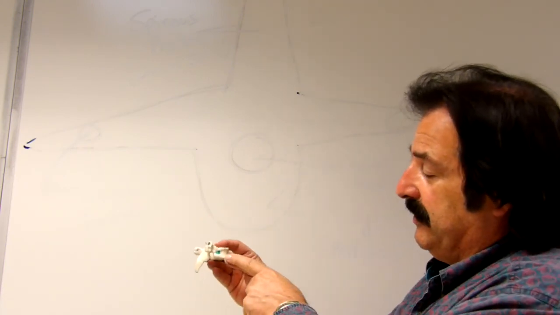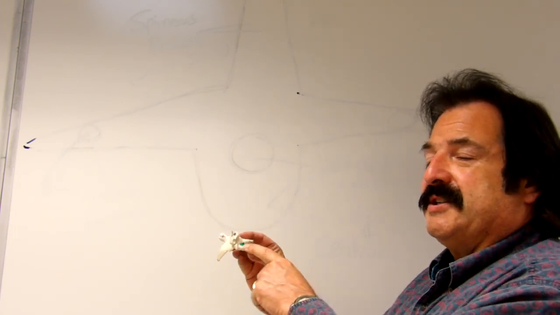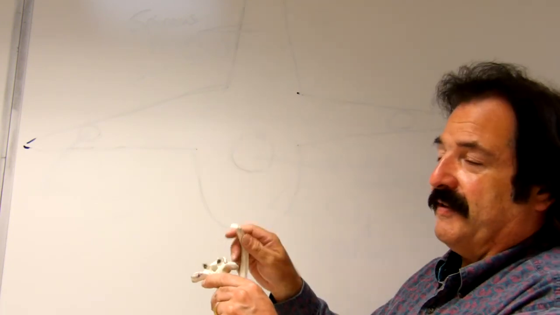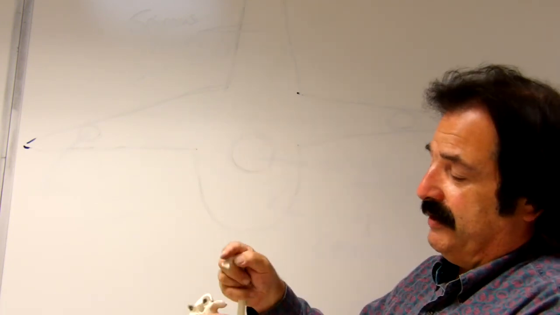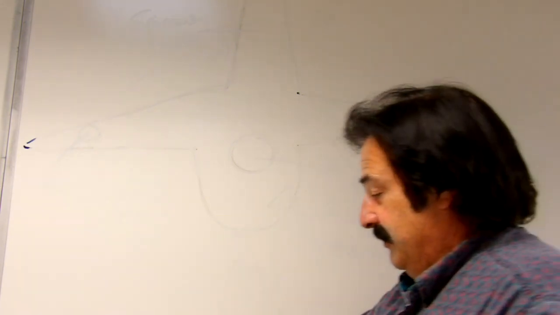So a question would be very easy. Pointing to this area, say, what articulates here? And you would say, the rib. Or if they say, what is the articulation point? You would say, the head of the rib articulates right there. Okay? All right.